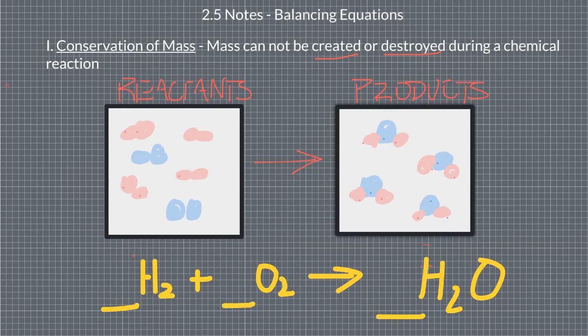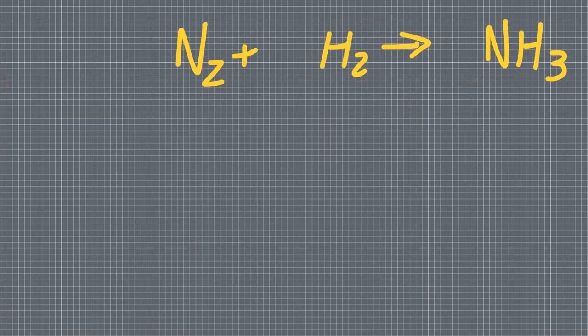Right here, how many H2s do I have? I have 1, 2, 3, 4. So I have 4 H2s plus 2 O2s is going to produce 1, 2, 3, 4 H2Os. And so that's a balanced equation, where whatever I have on the left-hand side in my reactants is going to be the same as what I have on the right-hand side in my products.